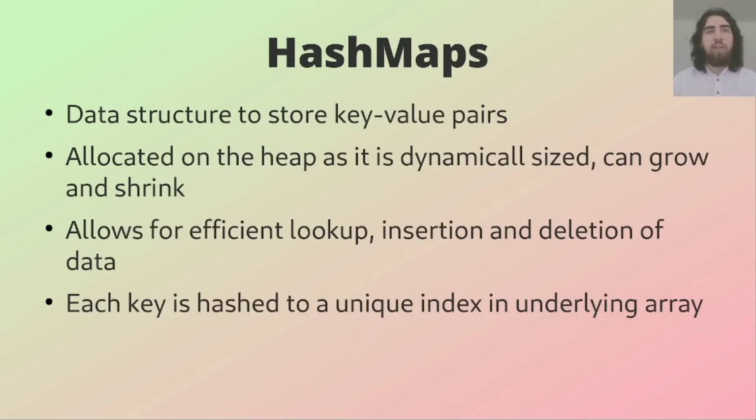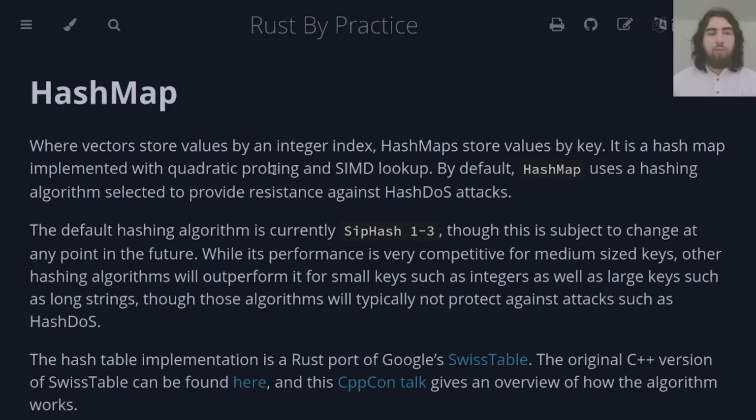So when talking about time complexity, this means accessing and modifying elements, or entries as they are called in hash maps, would be in the best case at constant time, meaning big O of 1. While in the worst case, if you have a lot of collisions, then it would still be linear time, which is still pretty fast, which means big O of n. Each key is hashed to a unique index in the underlying array. So, where vectors store values by an integer index, hash maps store values by key.